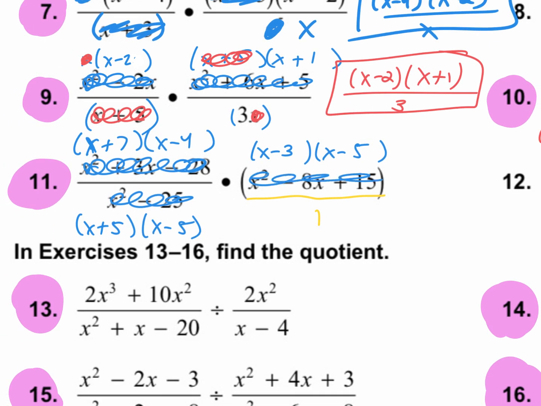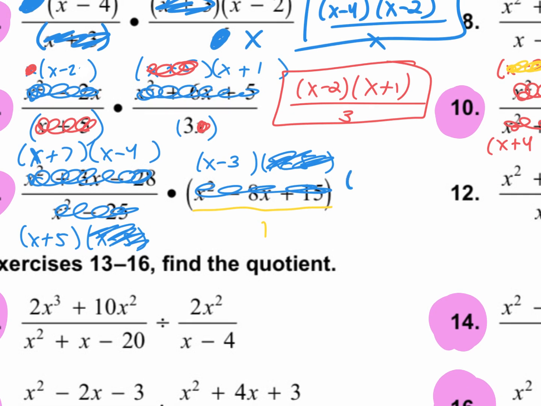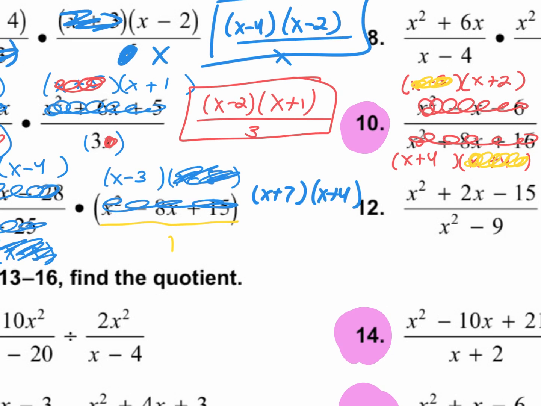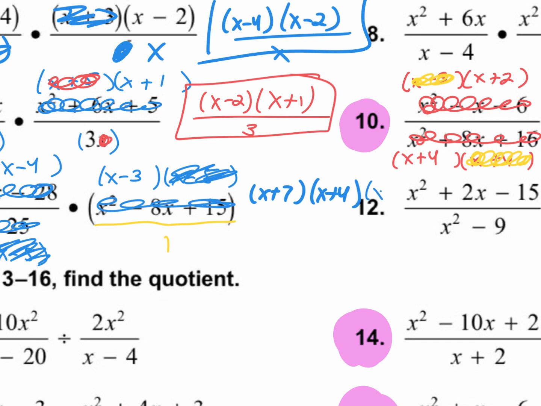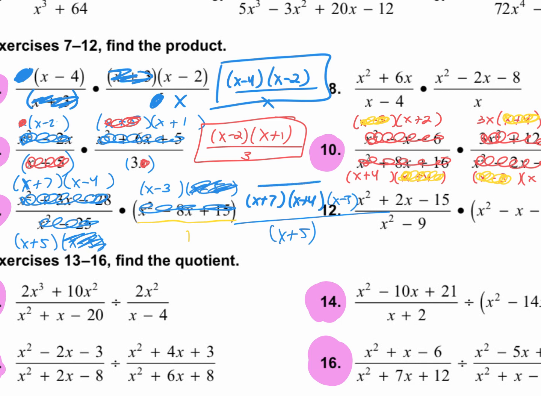So what is exactly the same on top and bottom that we can cross off? The x minus 5. So this one doesn't simplify a whole ton. This is left with x plus 7, x plus 4, and x minus 3, all over x plus 5. Some of them aren't going to factor a whole bunch. Some of them, everything will cross off, and you're left with a 1.